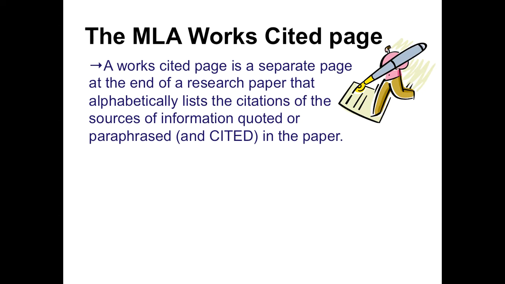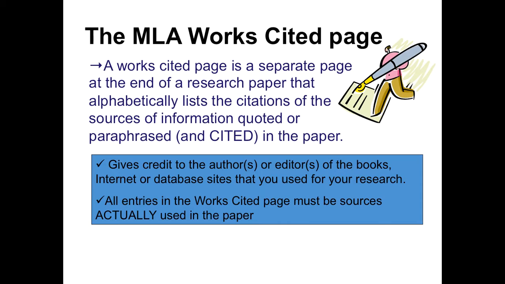A works cited page is a separate page at the end of a research paper that alphabetically lists the citations of the sources of information that are either quoted or paraphrased, meaning that they were cited in your paper. So if you have given a parenthetical citation in your paper, you must list the entire citation, the information on where to find that source again, in your works cited page.